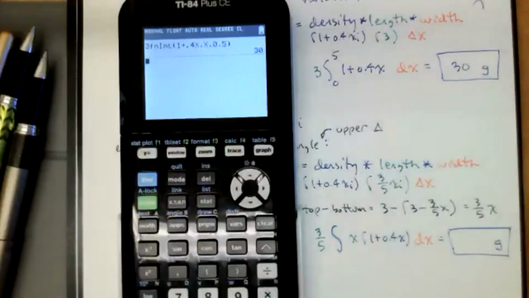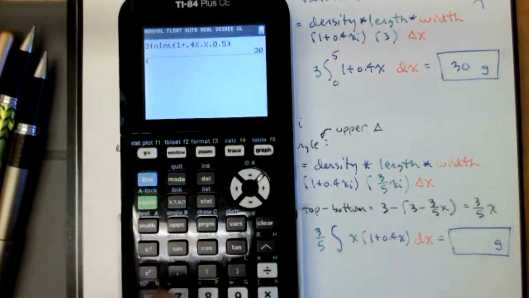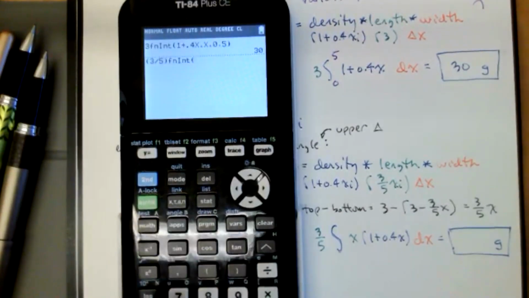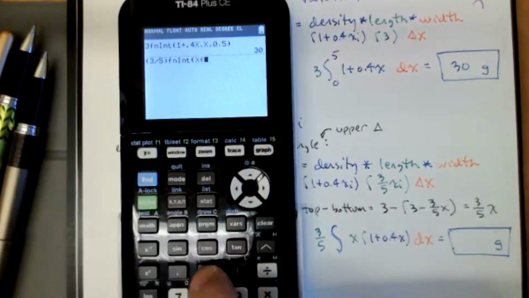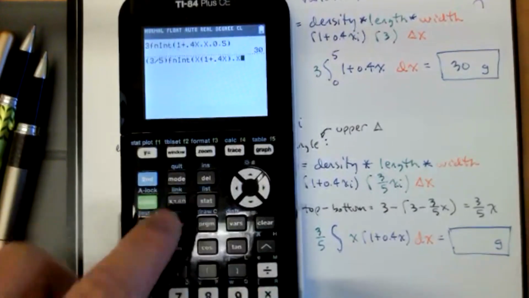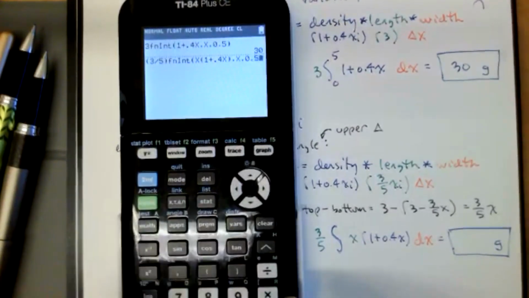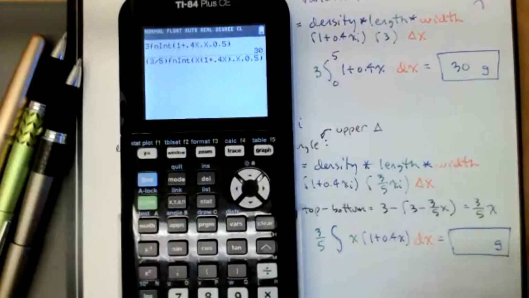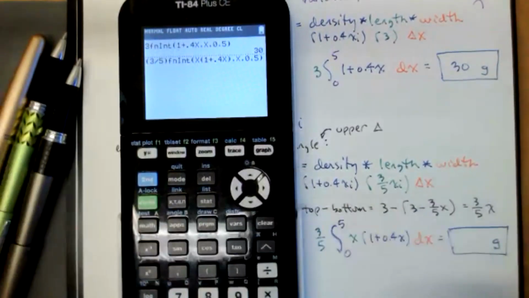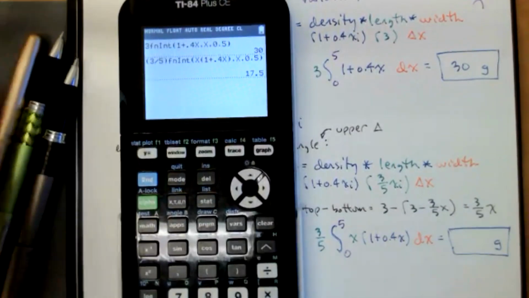So the rectangle has a mass of 30 grams. And then for my triangle, I'll do 3/5. Still 0 to 5. And we get 17.5.